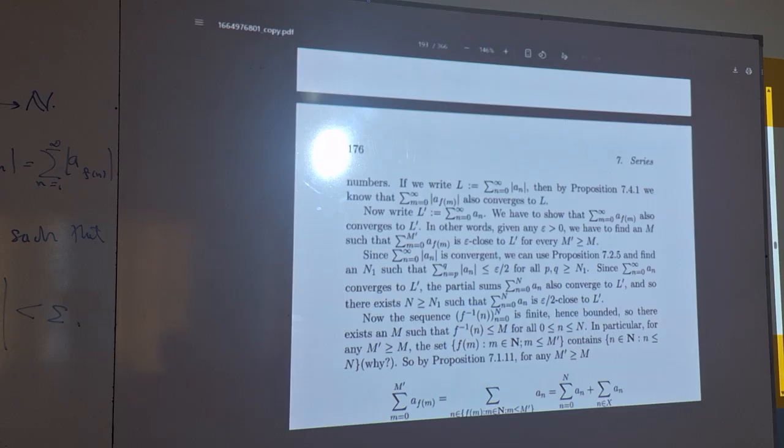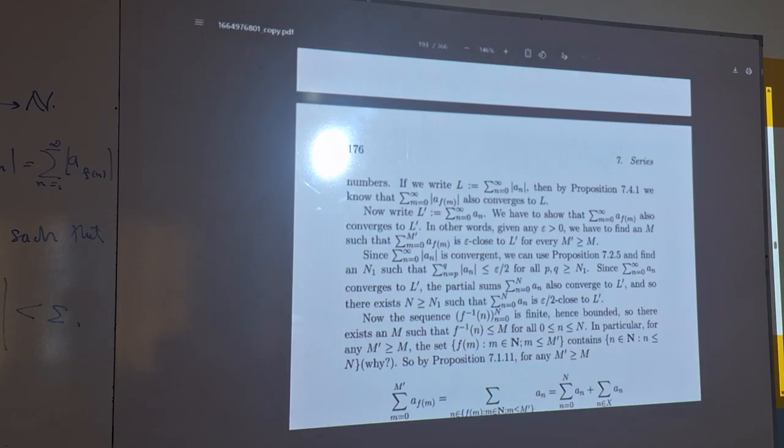In particular for any M dash, again I am getting, I don't, let's see whether. I am not happy with this proof. This is my proof.